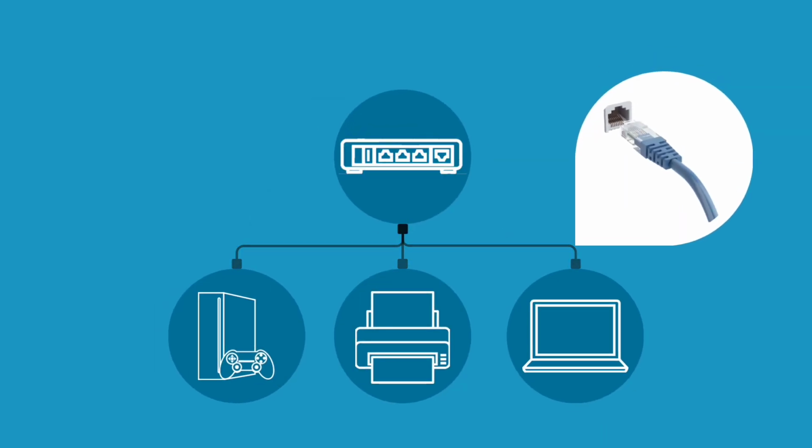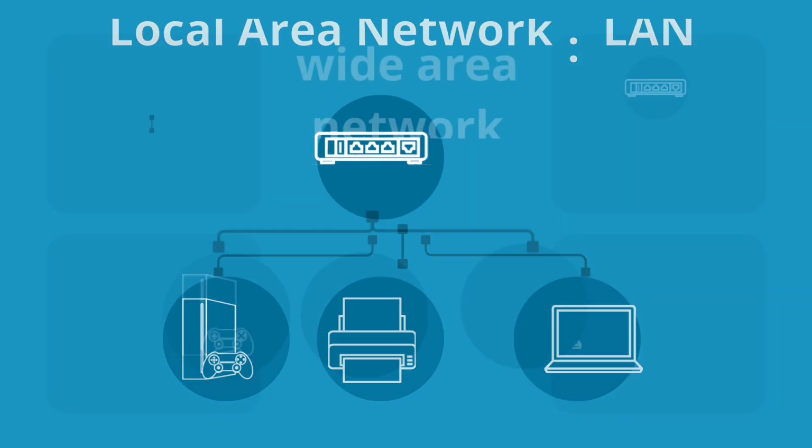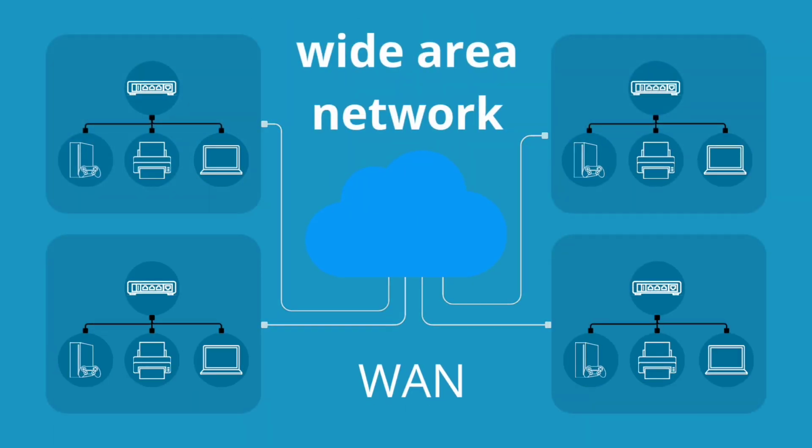Ethernet is the traditional technology for connecting devices in a wired local area network, LAN, or wide area network, WAN. It enables devices to communicate with each other via a protocol, which is a set of rules or common network language.